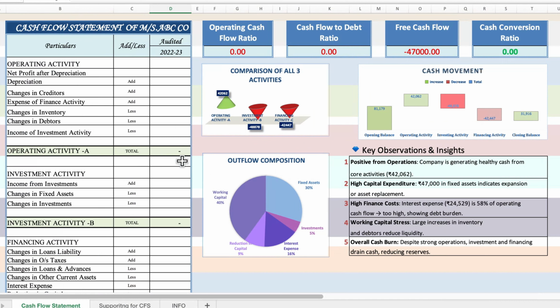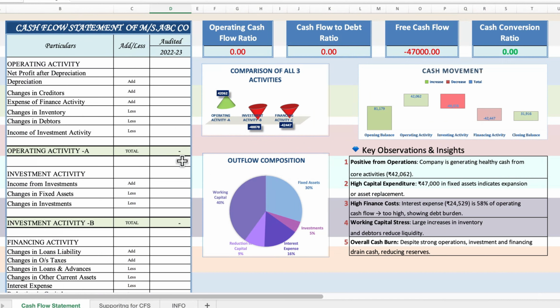There are two methods to prepare cash flow statement. One is direct method, another is indirect method. Direct method is less commonly used, indirect method is more commonly used. Direct method is more transparent compared to indirect method because real cash transactions are required and actual cash inflow and outflow is reported in direct method. While in indirect method, non-cash transactions and net profit are adjusted to arrive at net cash flow.